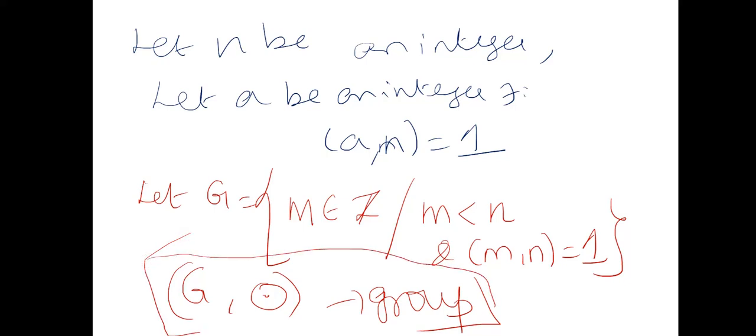So (G, ∘), the multiplication modulo n, is a group. Now, having said this, we shall try to find the cardinality, that is the order, of this particular group G. I told you G is the collection of integers less than n relatively prime to n, and phi of n is the number of integers less than n relatively prime to n. So obviously the order of G, the number of elements in G, is equal to nothing but phi of n, right?